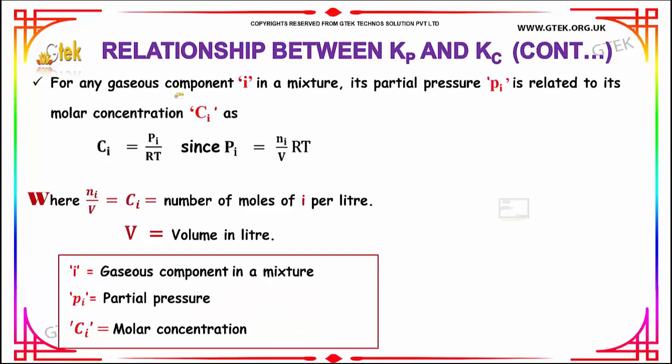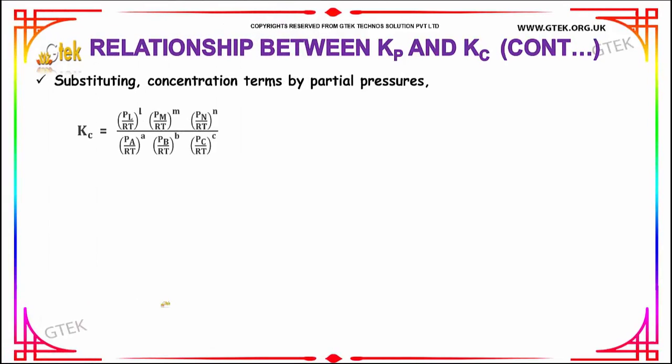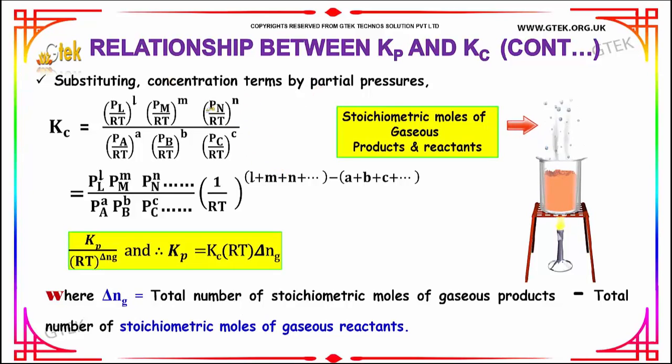For any gaseous component i in a mixture, its partial pressure Pi is related to molar concentration Ci as Ci is equal to Pi divided by RT. Since Pi is equal to Ni divided by V into RT, where Ni divided by V is equal to Ci, Ni is the number of moles of i per liter and V is the volume in liter. Ci is called molar concentration and Pi is the partial pressure. So substituting the concentration terms by partial pressure, this is how I got the equation.